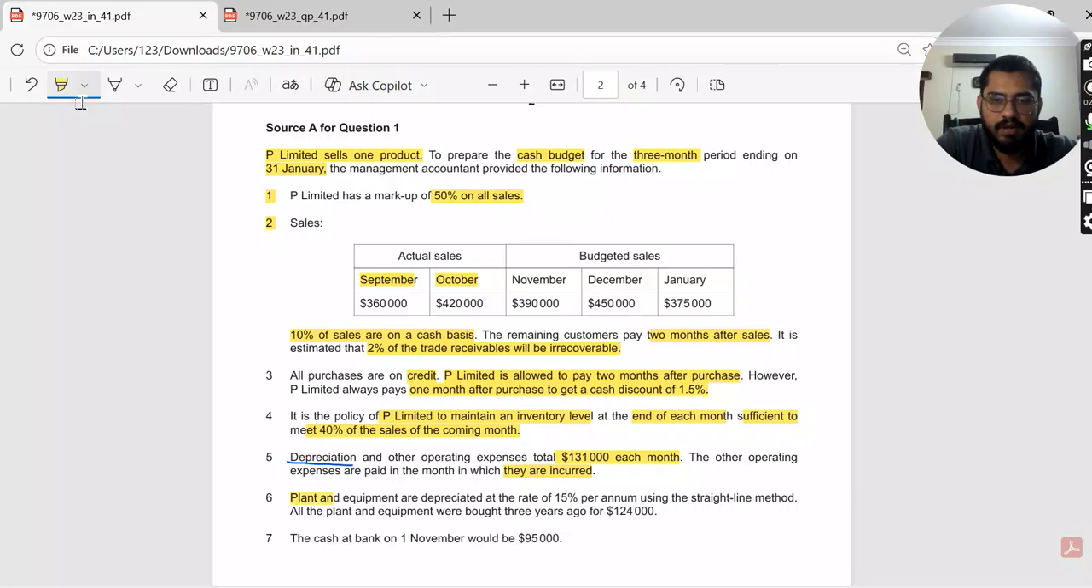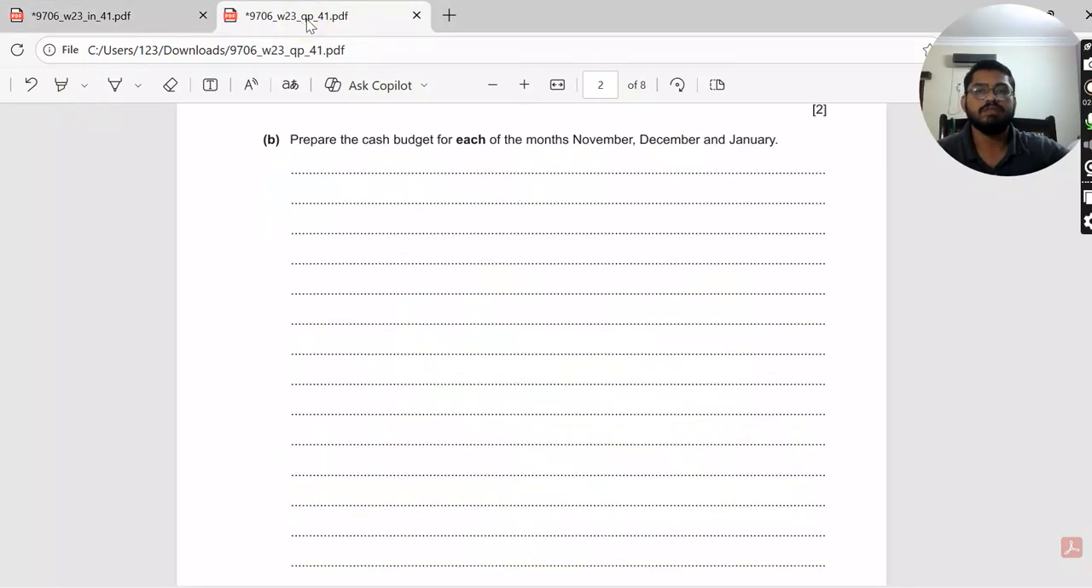Further it says that plant and equipment are depreciated at the rate of 15% per annum using the straight line method, and all plant and equipment were bought 3 years ago for $124,000. So we are provided with the data for the calculation of depreciation. Then in point number 7 it says that the cash at bank on 1st November 2024 would be $95,000. So we are also provided with the opening balance of the cash over here. Alright, let's look at the requirements over here.